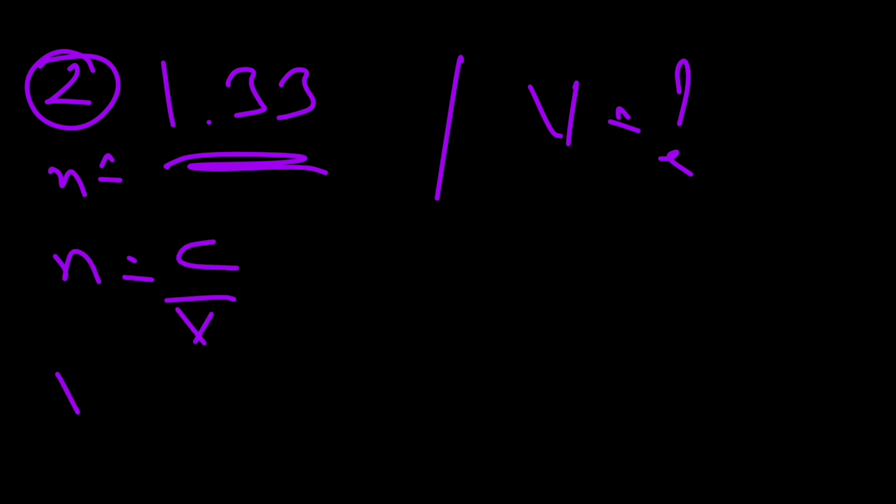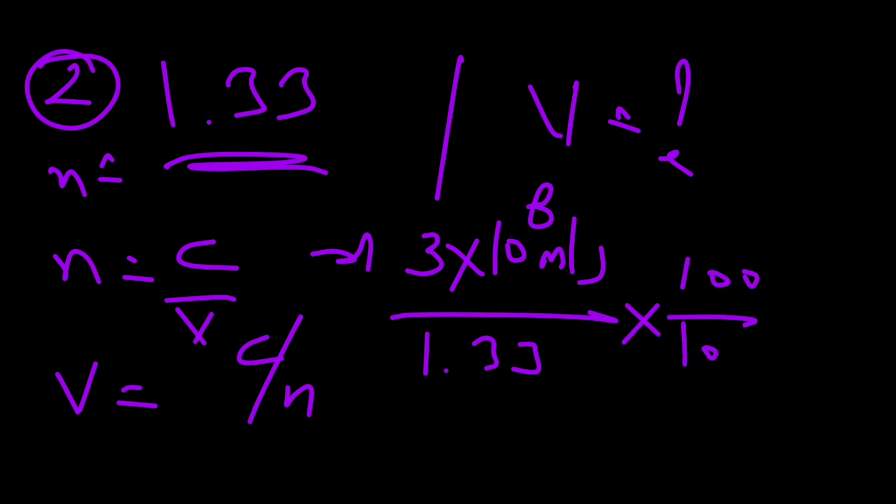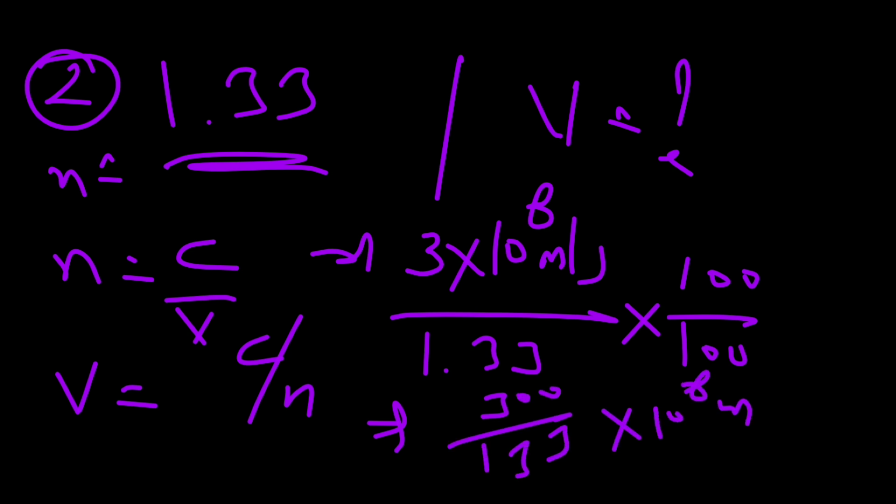From this formula, V is equal to C by n. What is the C value? 3 into 10 power 8 meters per second divided by 1.33, right? Here you need to multiply by 100 on both numerator and denominator. You'll get 300 by 133 into 10 power 8 meter per second.